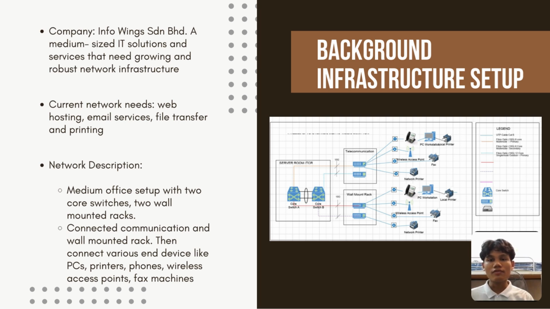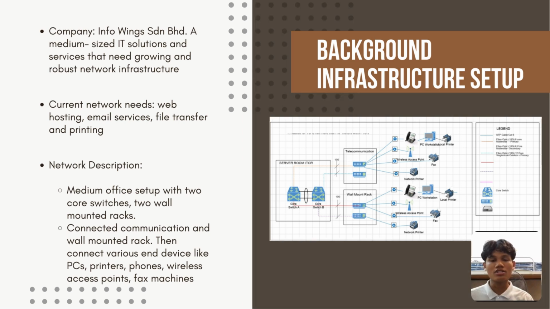The current network setup for Infowings Sdn Berhad includes a medium office layout with 2 core switches and 2 wall mount racks connected by 10G copper cables. These core switches, labeled core switch A and core switch B, are strategically located in the room or TCR. They are connected to a communication rack and a wall mount rack, which are then connected to various network devices such as PCs, printers, phones, wireless access points, and fax machines. This network infrastructure is designed to ensure efficient and reliable performance, supporting the company's critical IT operations and facilitating seamless communication and data transfer across the organization.